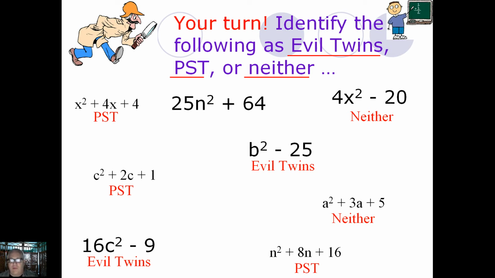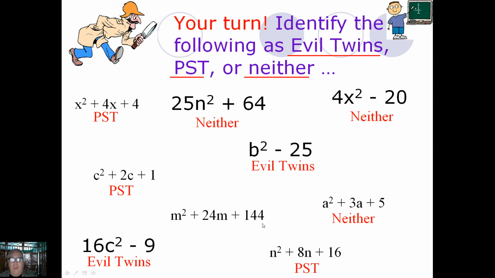How about this one? 25n squared plus 64. Looks like a binomial, so it's not going to be a perfect square trinomial, obviously, because it's a binomial. There's two terms. 25 is a perfect square. N squared is a perfect square, and hey, 64 is a perfect square also. But why am I not going to write down evil twins? If you put down evil twins, what's your high school teacher going to say to you? What did we miss? Well, is this a difference of squares? And the answer is no, it's not. So we can't say that. It's neither one. It's not going to be a perfect square trinomial or difference of squares or evil twins.